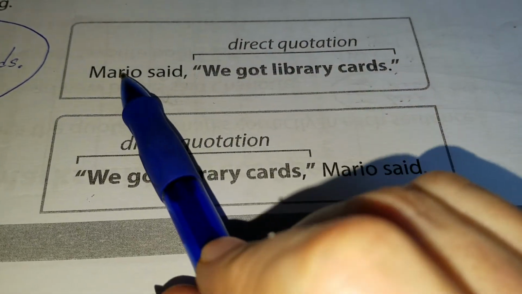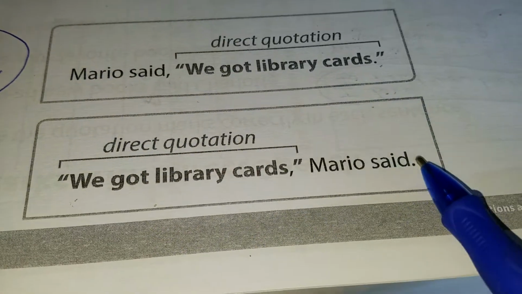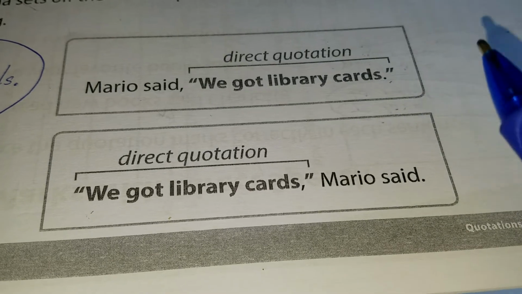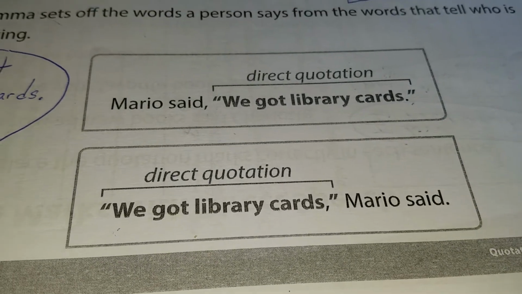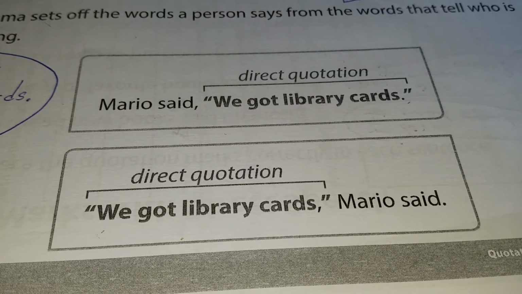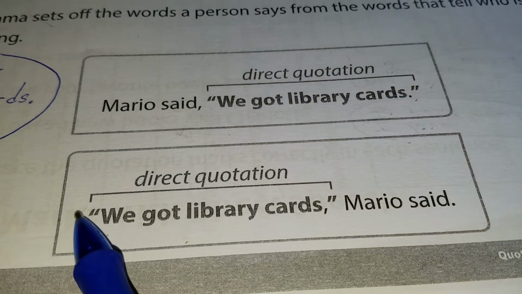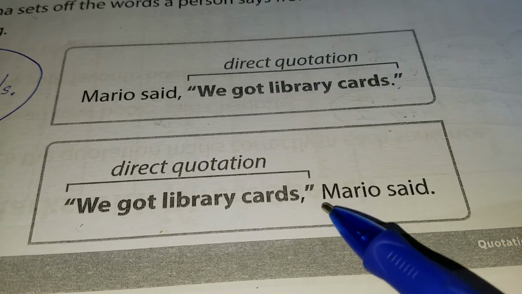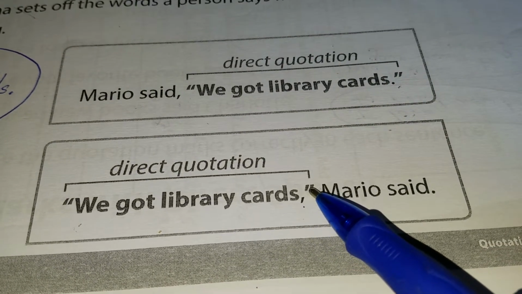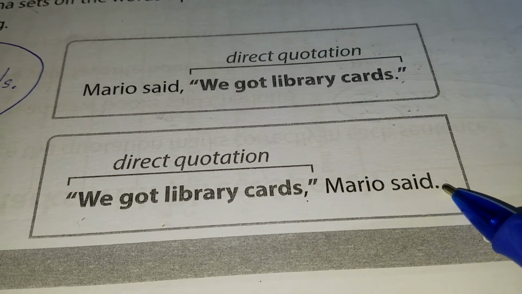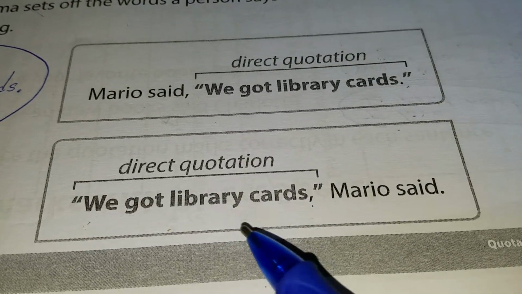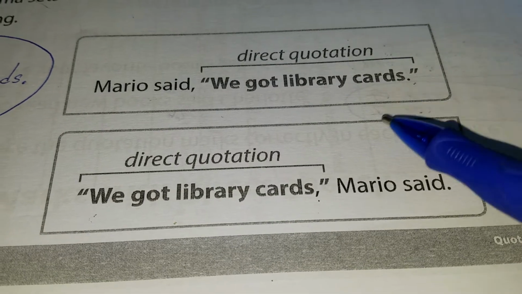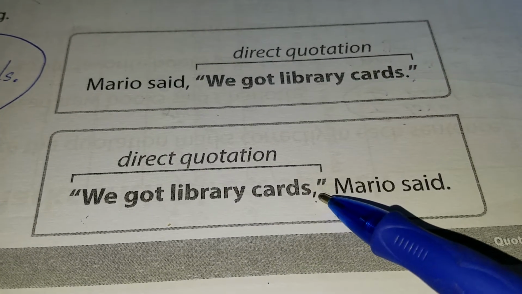Now, if we flip the identifier from the front to the back, we make a subtle change. In fact, they don't even address it up at the top, so be careful of this. We open the quotes, capital, "We got library cards," comma, close the quotes, Mario said, then period. This one's a little bit more complicated because you have to remember to change the punctuation from a period to a comma.